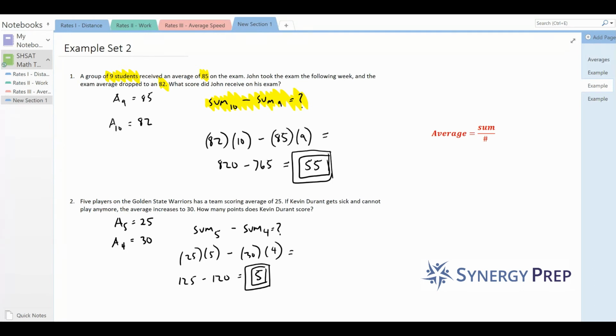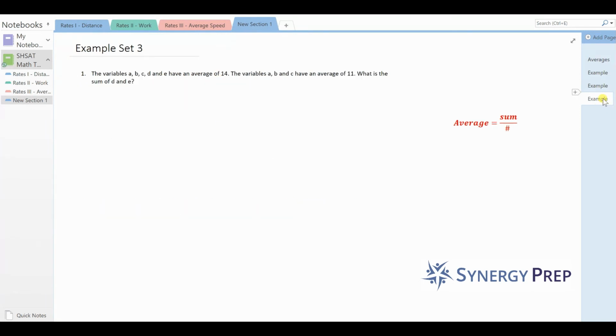And so the last example will show that, gets a little more complicated. And this is pretty much as difficult as these questions will get. We'll be looking at a couple of variables now, right? And the idea for this question is, it's pretty much the same concept as we've been doing for each of these questions. Nothing's really changed. The structure is pretty much the same. So we have the variables A, B, C, D, and E have an average of 14. The variables A, B, and C have an average of 11. What is the sum of D and E, right?